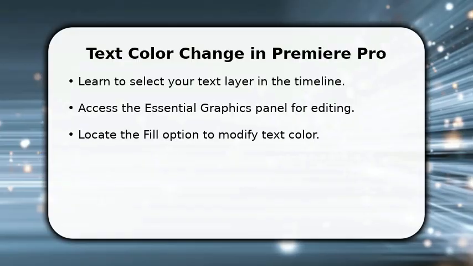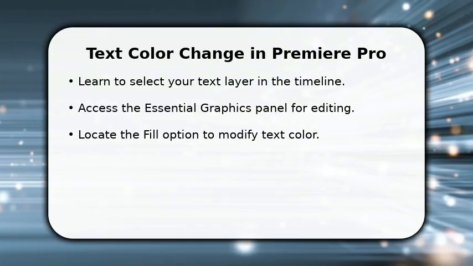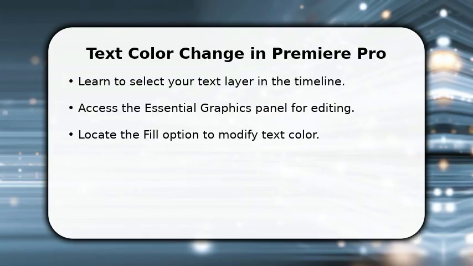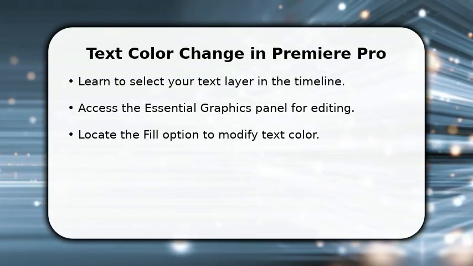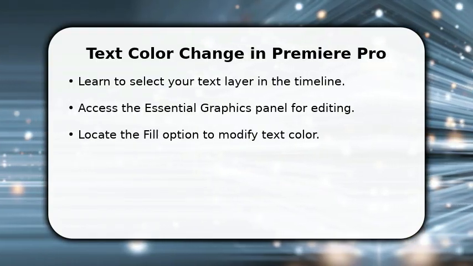Enjoy the video. In this video, I will show how to change text color in Premiere Pro. First, open your project and navigate to the timeline. Select the text layer you wish to modify. Next, open the Essential Graphics panel, usually found on the right side of your workspace.